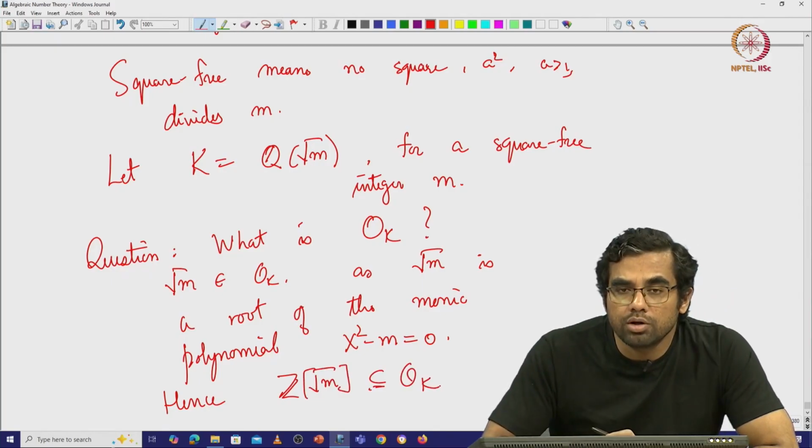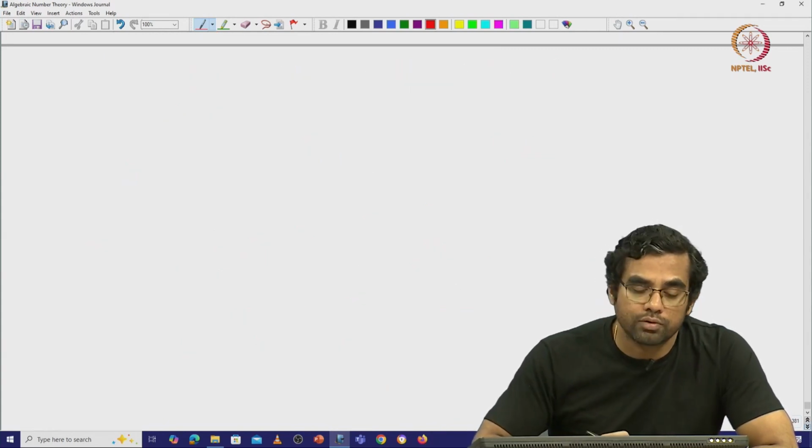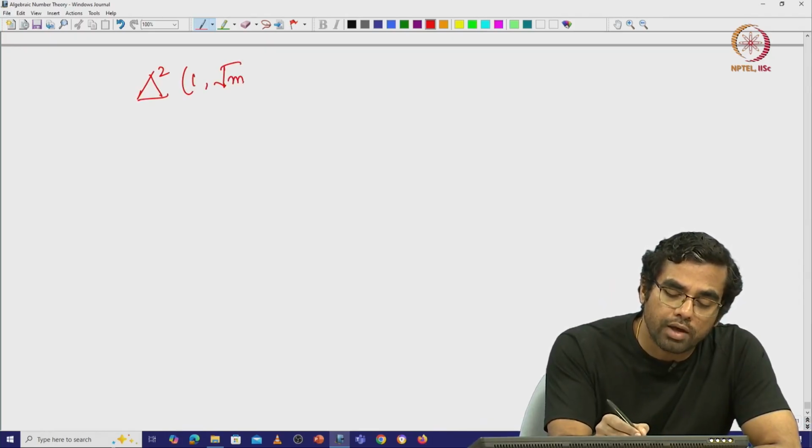It may or may not be equal to OK, we do not know yet. And so, what did we learn very early on in the course? How do we find the ring of integers? Well, we compute delta squared of 1, square root of m.